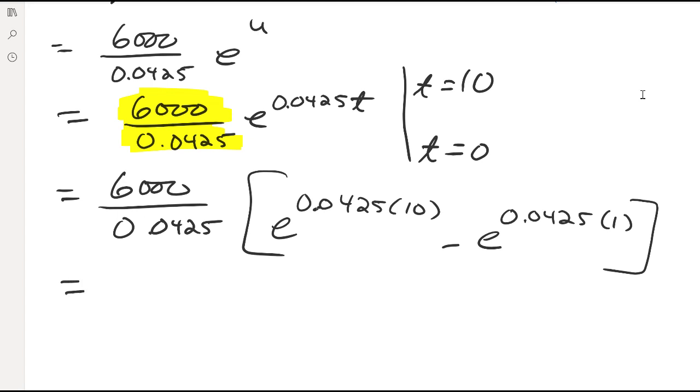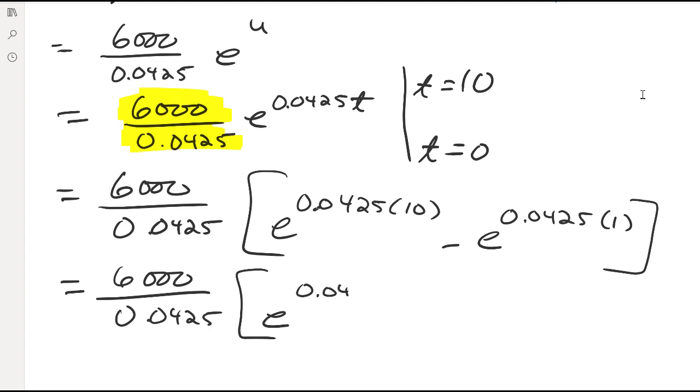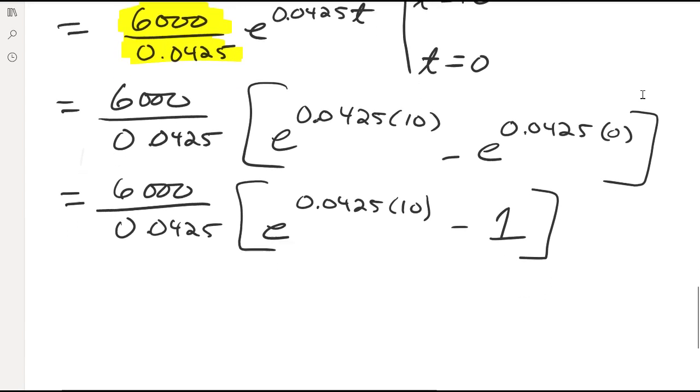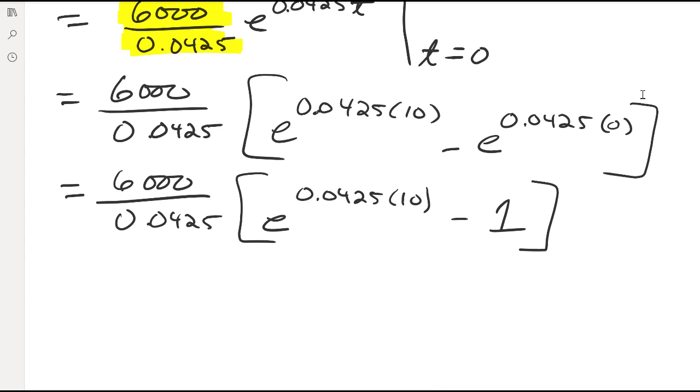Quickly, before I jump into the calculator, we can actually reduce this a little bit. The e to the 0.0425 times 10, we'll calculate in a second. But for the second term, 0.0425 times, that should be 0. It should be times 0, and anything raised to the 0 power is 1. So that second term will become 1. In fact, for all of these future value and present value questions, we always start with t equals 0, so that second term will always become a 1.